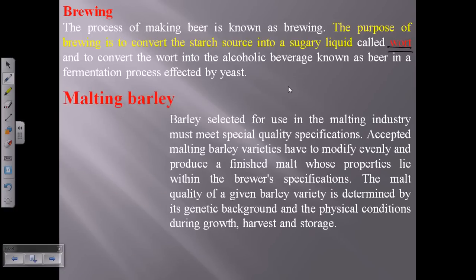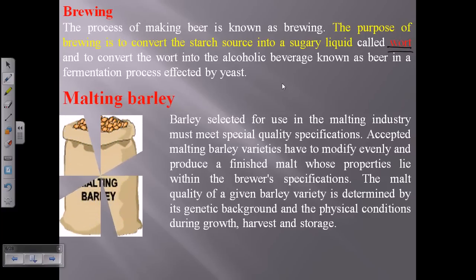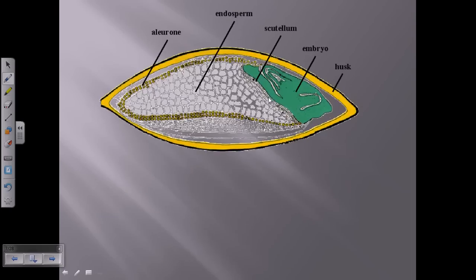Now, the first important step is the malting of the barley. The barley selected for use in the malting industry must meet special quality specifications. And actually, the accepted malting barley varieties have to be modified from time to time to get better quality beer. So that is the first step, the malting.